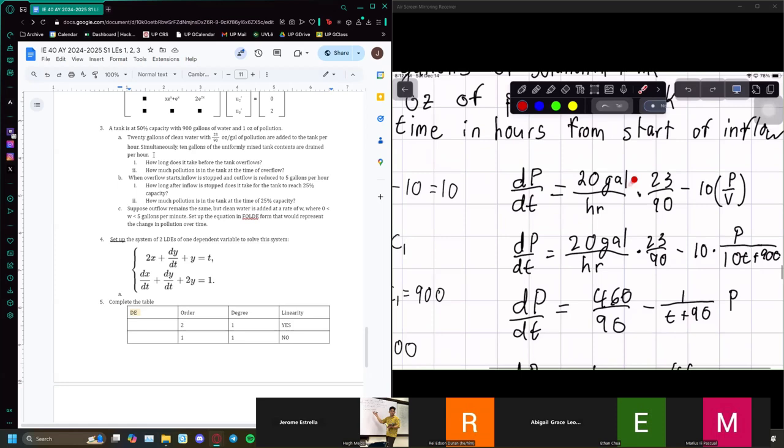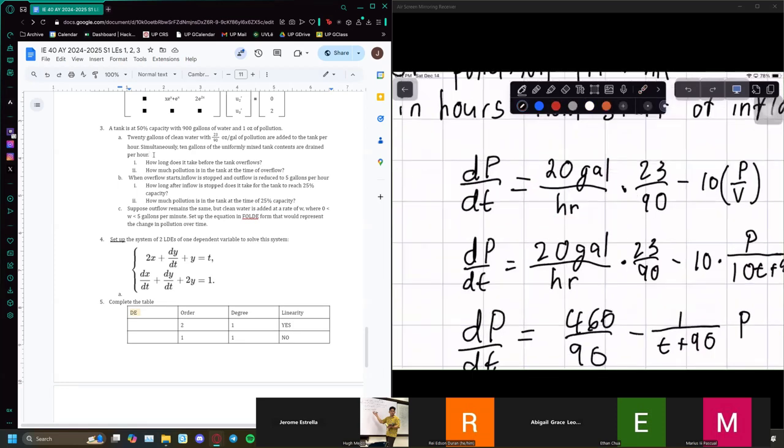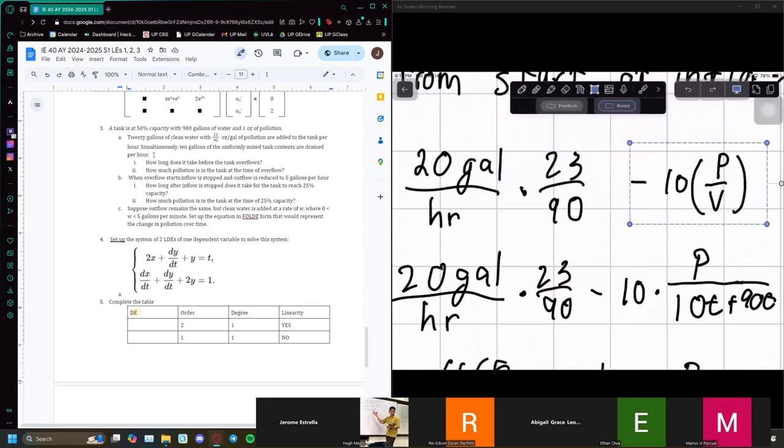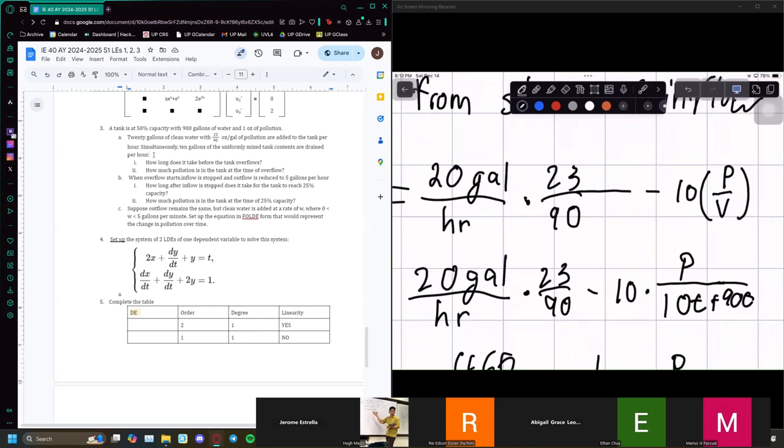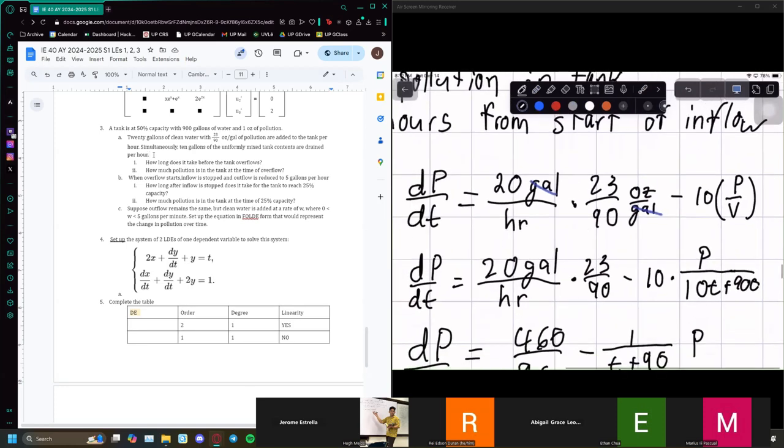So first, let's start with the inflow. So we know that the inflow is, let's add the dimensions here. So we know na 20 gallons per hour are coming in, and then the concentration of those 20 gallons is 23 over 90 ounces per gallon. So if you just do dimensional analysis, cross that out, you change it to ounces per hour, which is what you want, because it's rate of change of the pollution, which is measured in ounces.